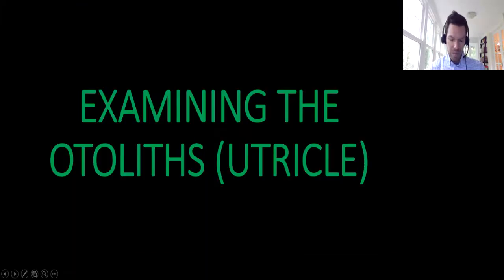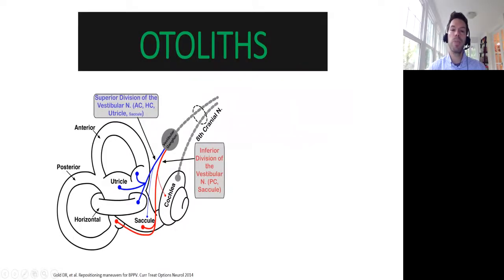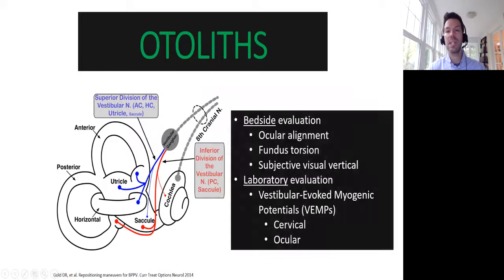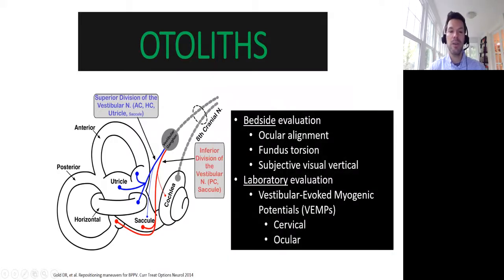So how do we examine the utricle? I've got about 20 minutes left. So what are the otoliths? What is the utricle? The otoliths are the linear acceleration detectors consisting of the utricle and the saccule. Mainly, we're just going to talk about the utricle.